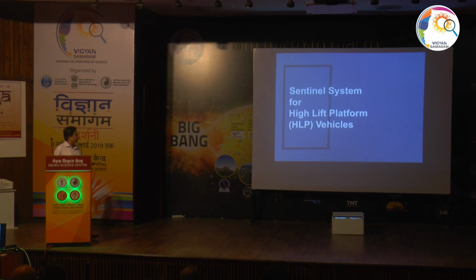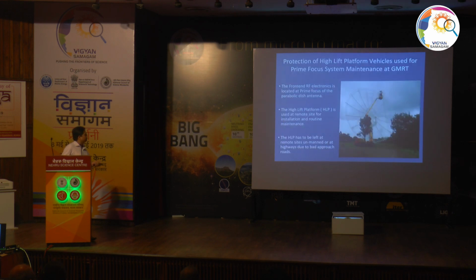Sentinel system for high lift platform vehicles. These are the high lift platform vehicles you can see in front of the antenna. People can go up there to the right focus on the antenna. So there is prime electronic circuitry. Whatever radio frequency waves are reflected from these are collected there at the focus and then sent down to the electronic side, the base, and then it is sent to the main electronics building via optical fiber.